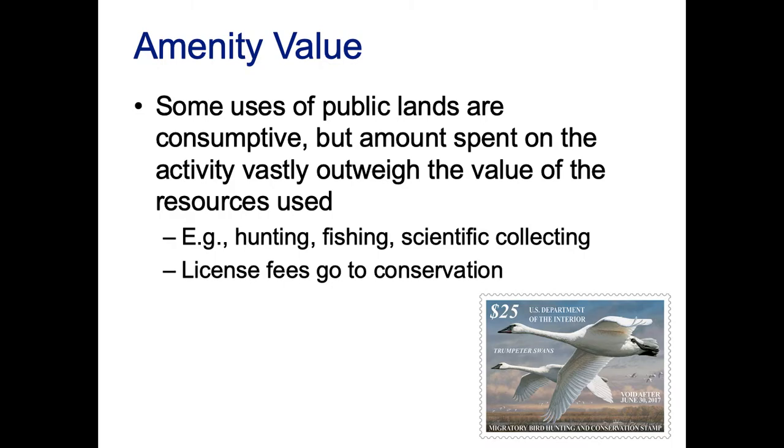So amenity value, some of the public lands uses are consumptive, means that things get used up, but a lot of times the amount spent on the activity outweighs the value of the resource used. So consumptive uses of our public lands would include things like hunting and fishing, scientific collecting is one, going to collect berries or mushrooms, things like that, are actually consumptive uses. They get used once and it gets used up. But a lot of times people spend a lot more money to go hunt or to go fish than they actually get in value from like the meat that they bring home.